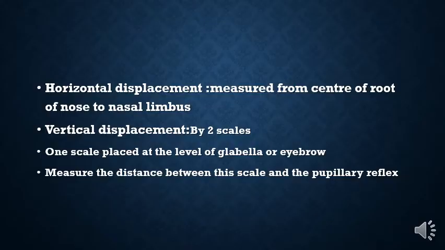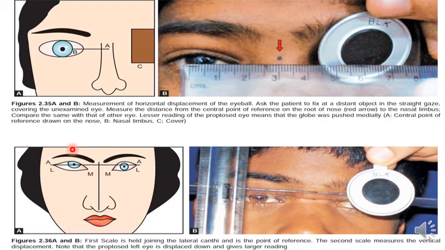Now the measurement of horizontal and vertical displacement. Ask the patient to look straight ahead at a distant object in the straight gaze. Cover the unexamined eye and use a scale to measure the distance from the center point of the root of the nose to the nasal limbus. Compare this distance with that of the other eye. A lesser reading of the proptosed eye means that the globe was pushed medially, and a greater reading of the proptosed eye means that the globe was pushed laterally.